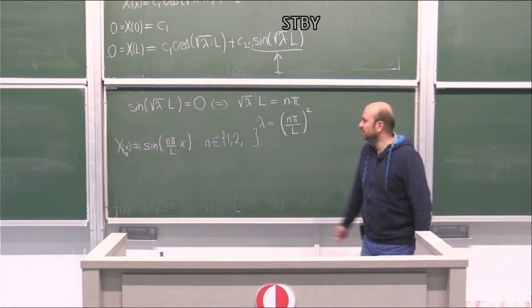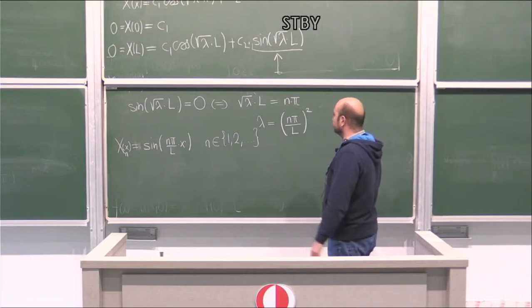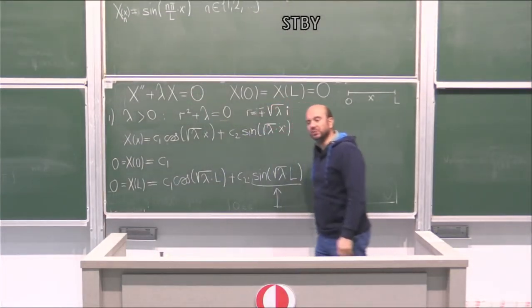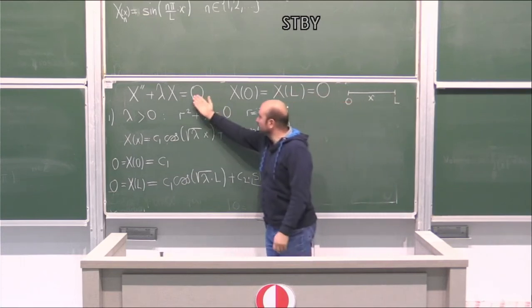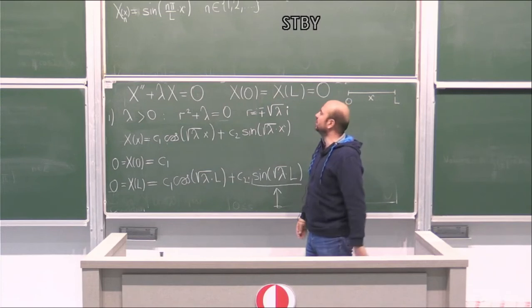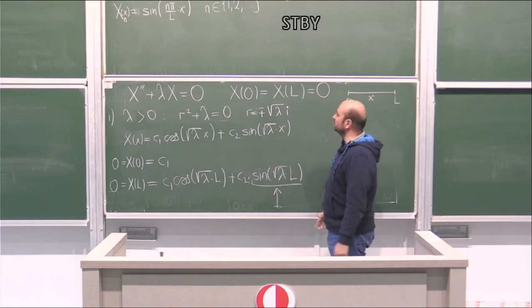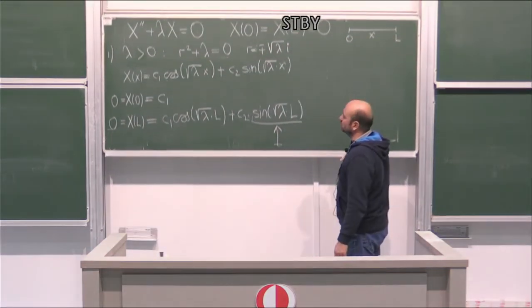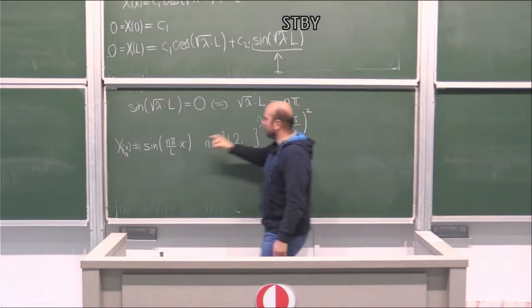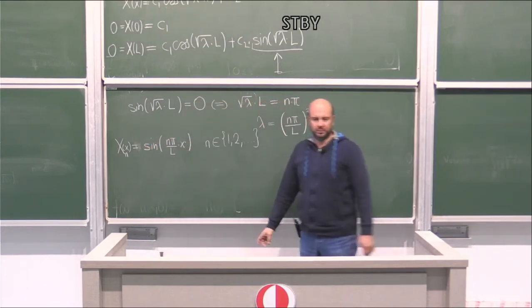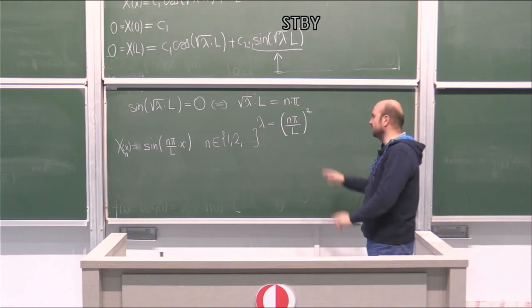But remember, these are solutions, and any multiple of them is a solution. Why? Because we have a homogeneous equation with homogeneous boundary conditions. So not only these, but also their linear combination for every n is a solution too. I can write Cn here, and their sum is a solution too. Keep this in mind.